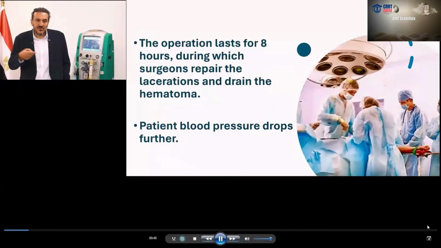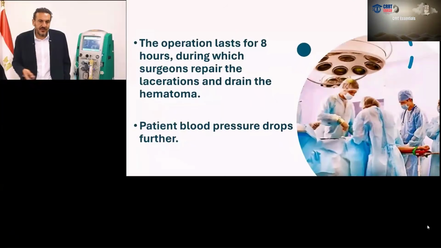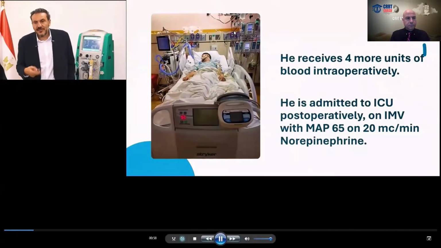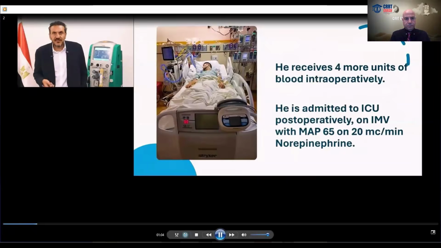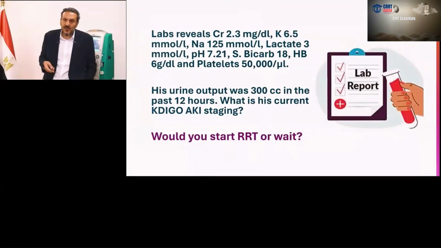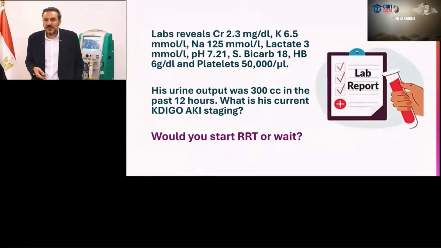Operation lasts for 8 hours, during which surgeons repair the liver, drain the hematoma, patient blood pressure starts to drop further. He receives 4 more units of blood intraoperative, is admitted to the ICU post-op on mechanical ventilator with a MAP of 65, on a dose of 20 mcg per minute norepinephrine. His labs reveal creatinine 2.3, potassium 6.5, sodium 125, lactate 3, pH 7.21, bicarb 18, hemoglobin 6, platelets 50,000. His urine output was 300 cc in the past 12 hours.